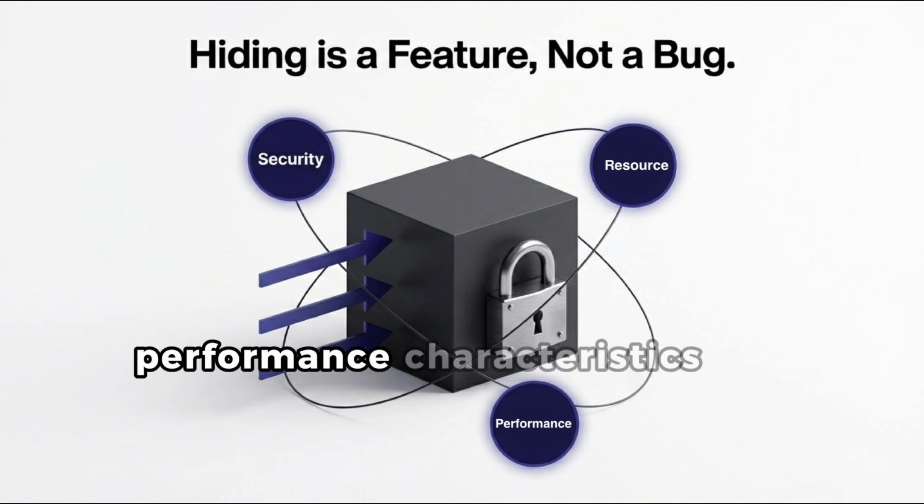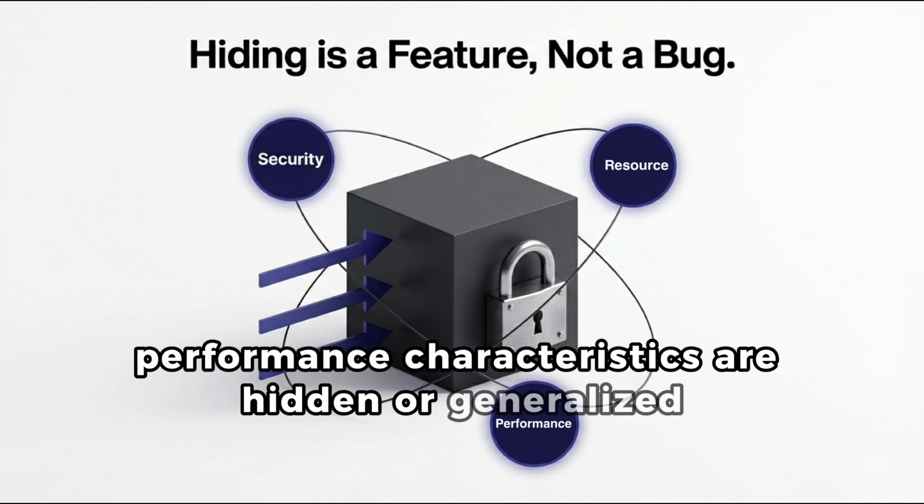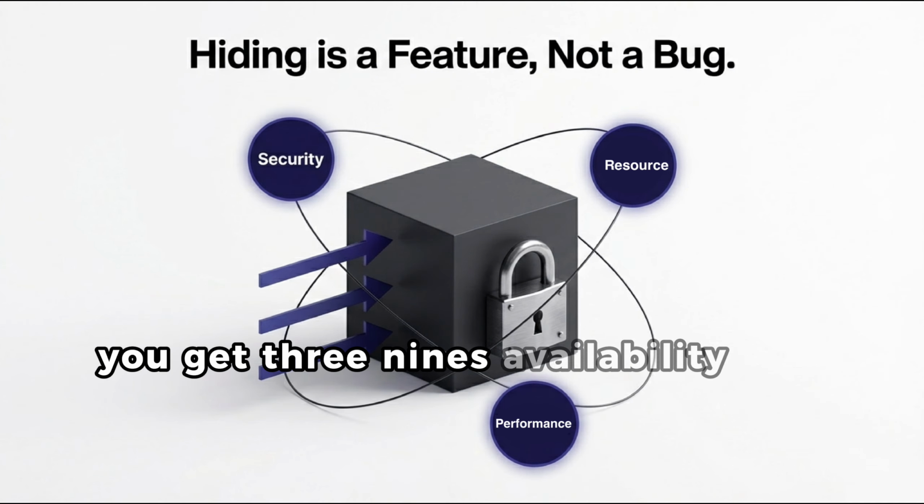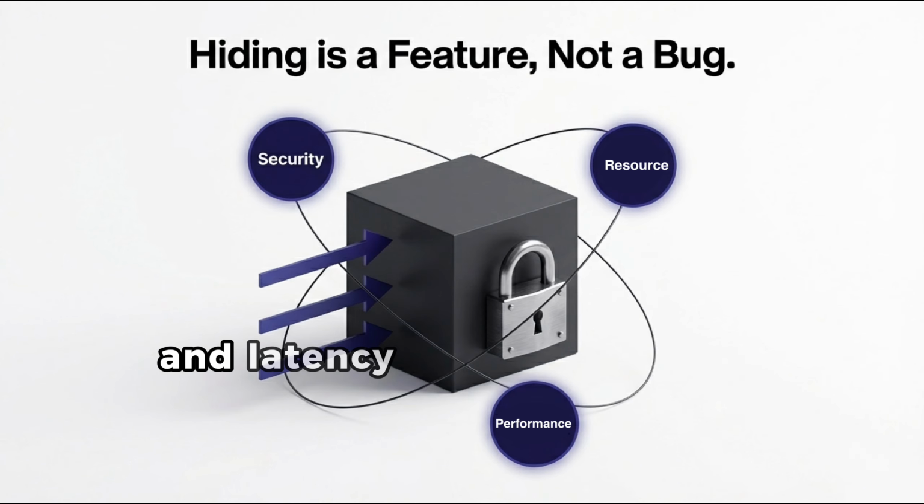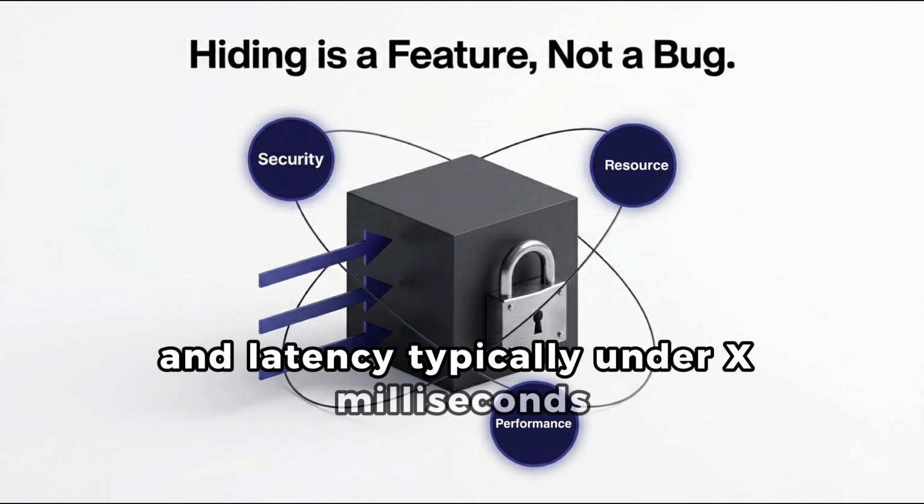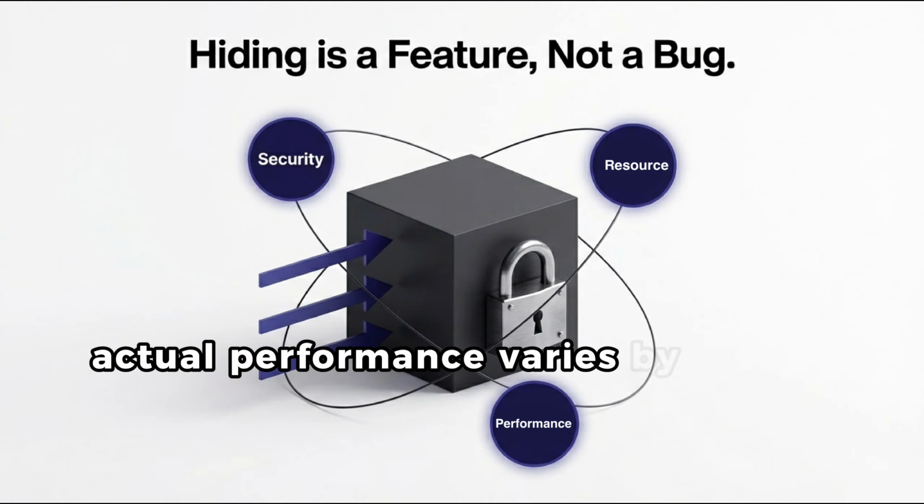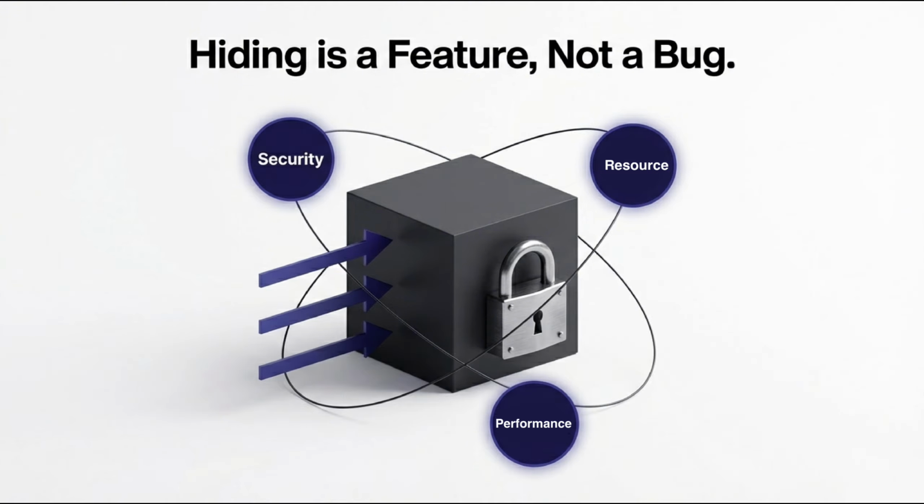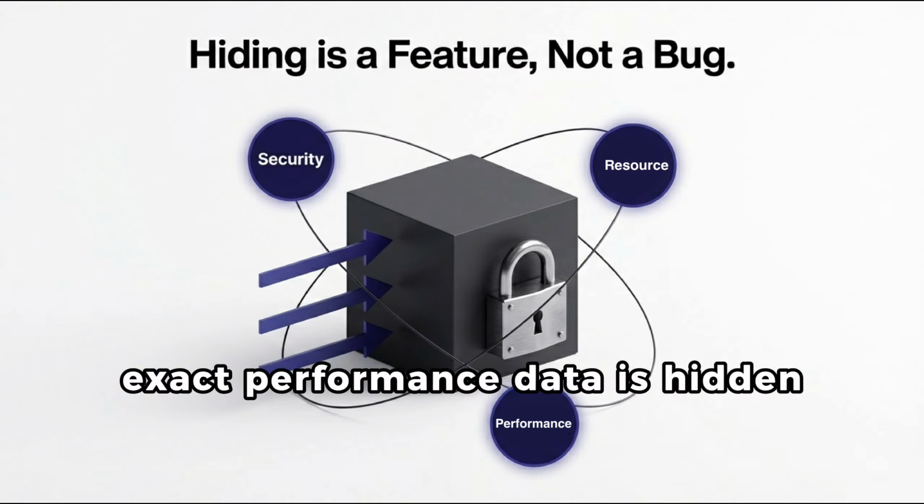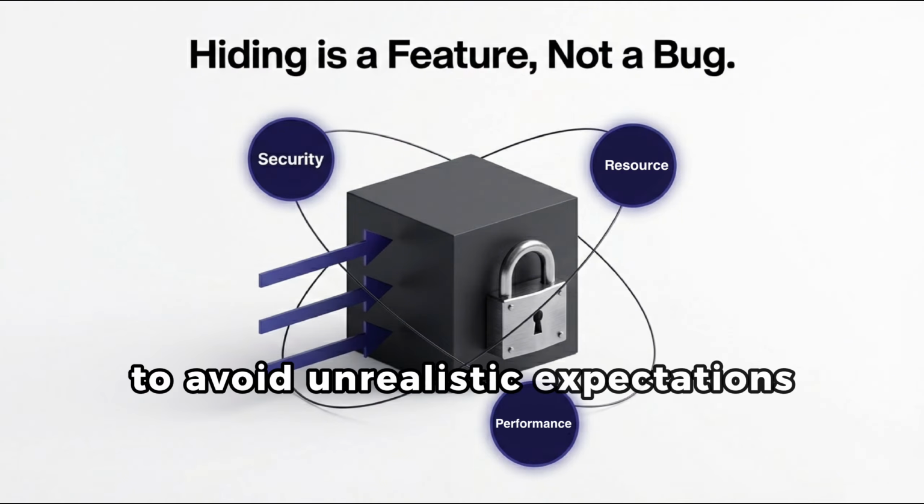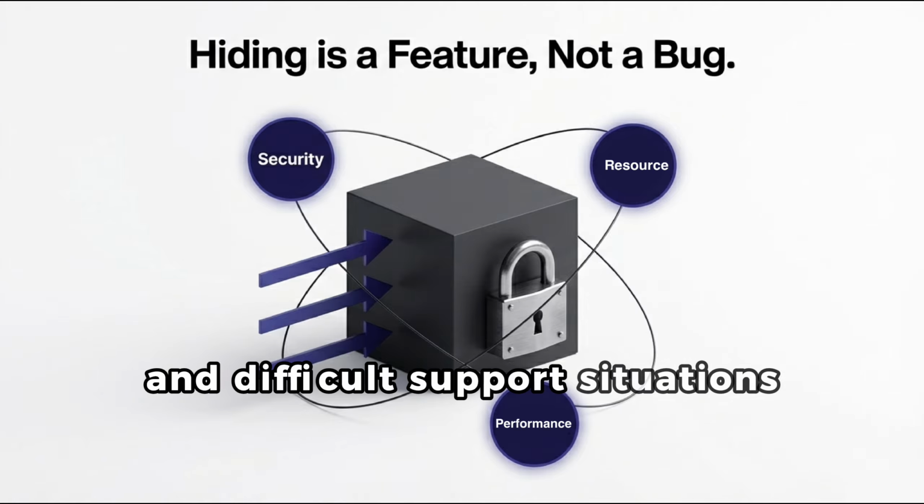Performance characteristics are hidden or generalized. You get three nines availability SLAs and latency typically under X milliseconds. Actual performance varies by region, time of day, customer load patterns, and physical proximity to data centers. Exact performance data is hidden to avoid unrealistic expectations and difficult support situations.